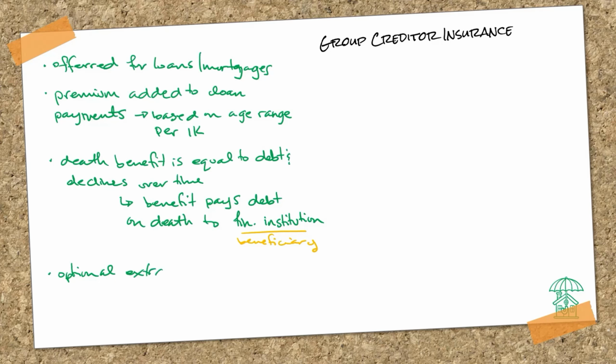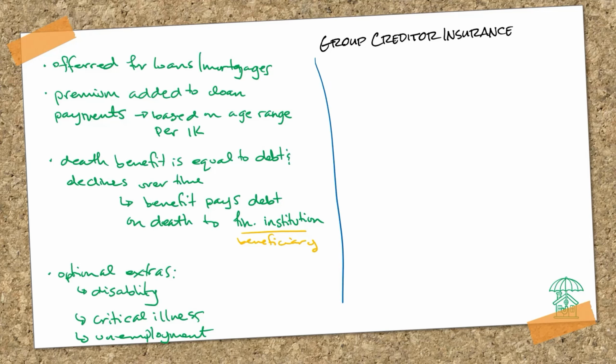There are some optional extras that are offered when you do have group creditor insurance. They include disability, which would cover your premiums for your loan, so it would cover whatever your loan payments are. Critical illness, which would pay a lump sum towards the debt, so you wouldn't have that debt anymore. And unemployment, which again covers the premiums for the loan. So these are specific when offered by group creditor insurance to the loan, and they're always related back to that amount of money.